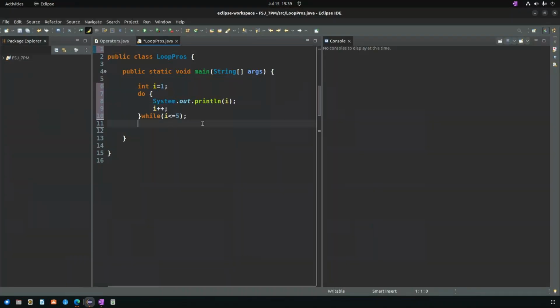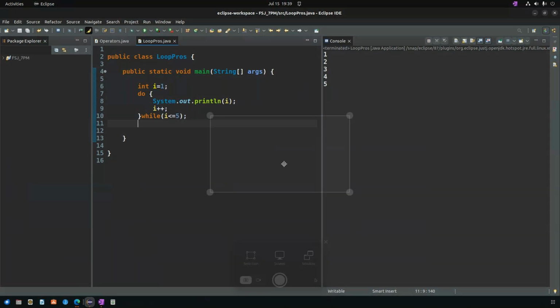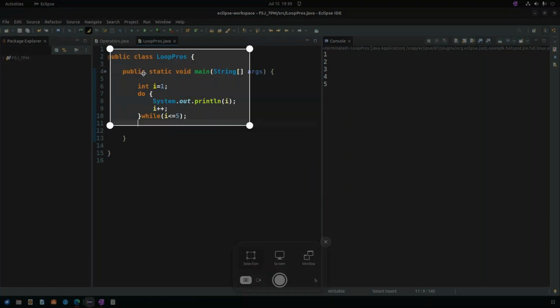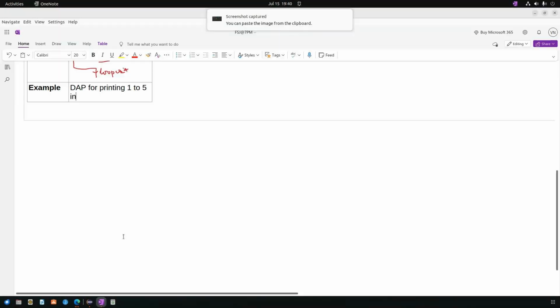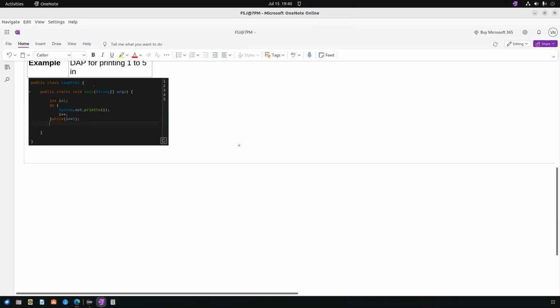Okay. So I is equal to 1. If I run this, you are going to get 1, 2, 3, 4, 5. Now you might be thinking that the result is the same. So how will the execution go on? Let us take this program.